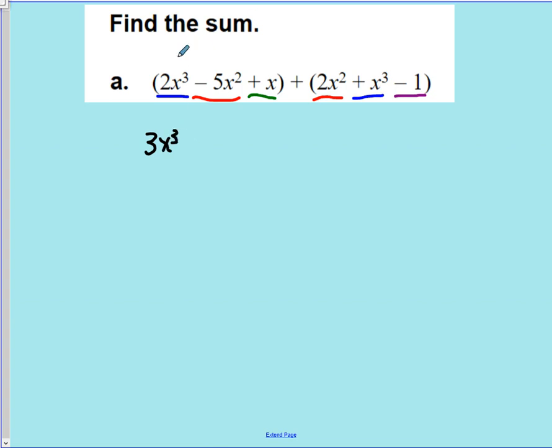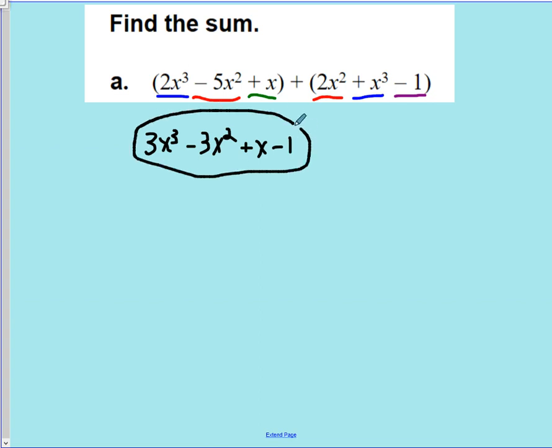Okay. Then I'm going to take my second one. I've got negative 5x squared plus 2x squared. Negative 5 plus 2 is negative 3, so I'm going to have negative 3x squared. My x does not combine with anything, so I'm just going to move him down, plus x. My negative 1 doesn't do anything, so it's just going to be minus 1. And this, folks, is my answer. 3x cubed minus 3x squared plus x minus 1. Simple as that.